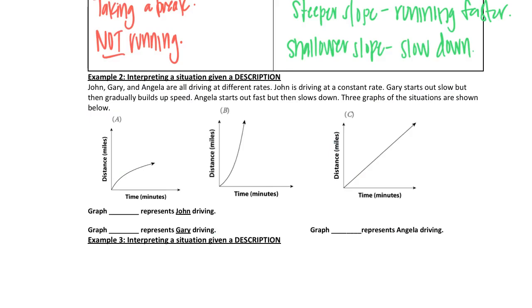In this next example, we have John, Gary, and Angela all driving at different rates. We know John is driving at a constant rate of speed. Gary starts out slow, but then gradually builds up speed. Angela starts out fast, but then slows down. 3 graphs of the situation are shown below. I want you to pause the screen and try matching Gary's graph with his driving, John's graph with his type of driving, and Angela's graph with her type of driving.